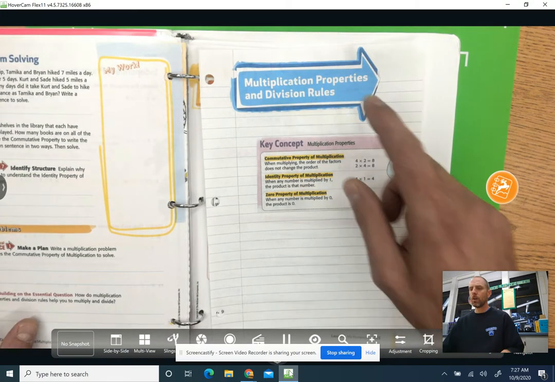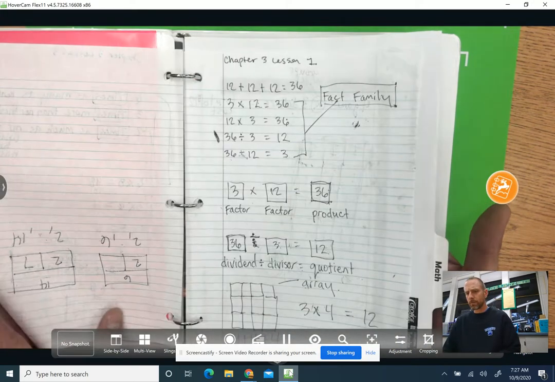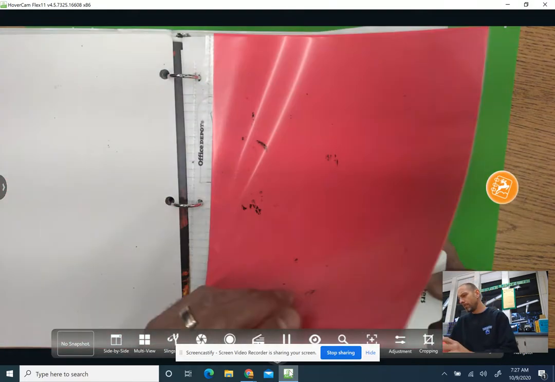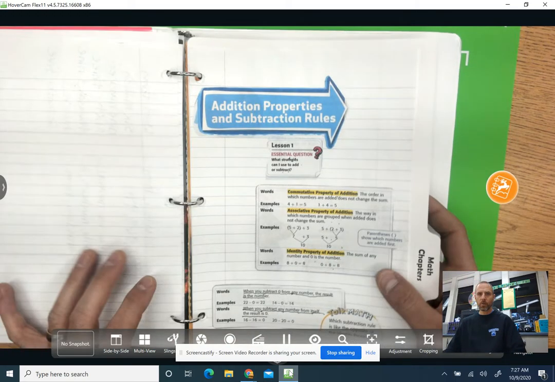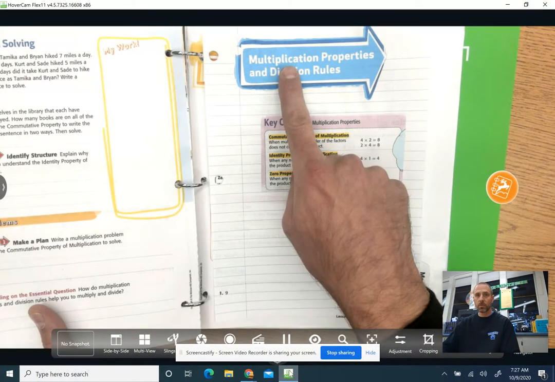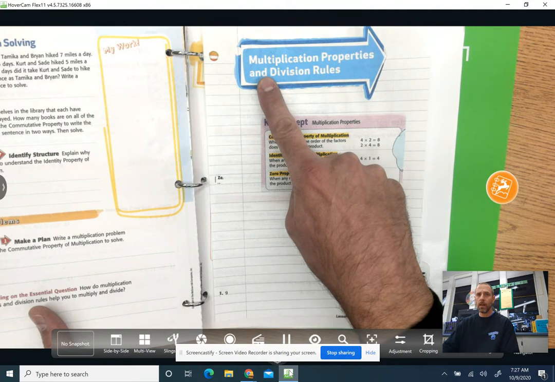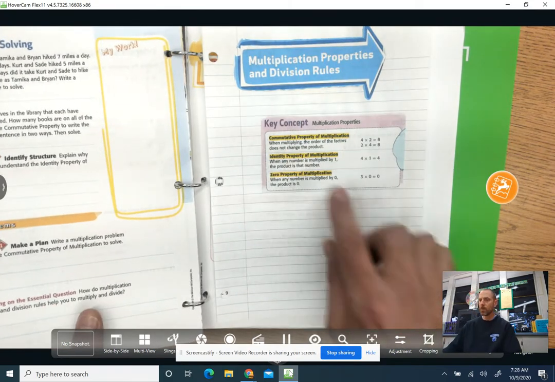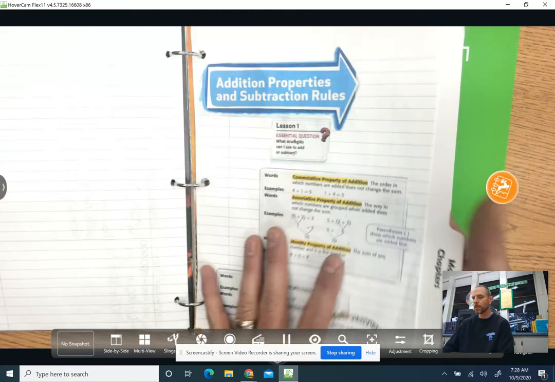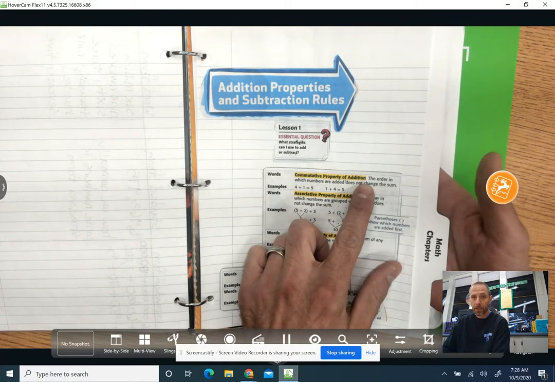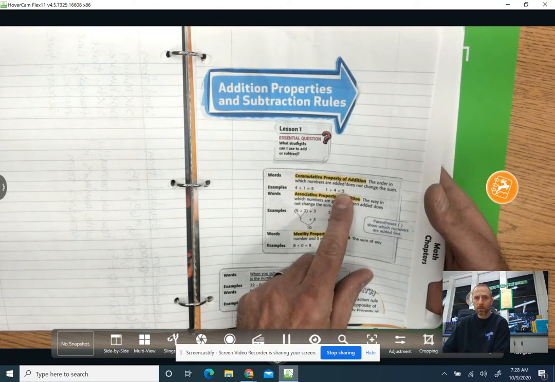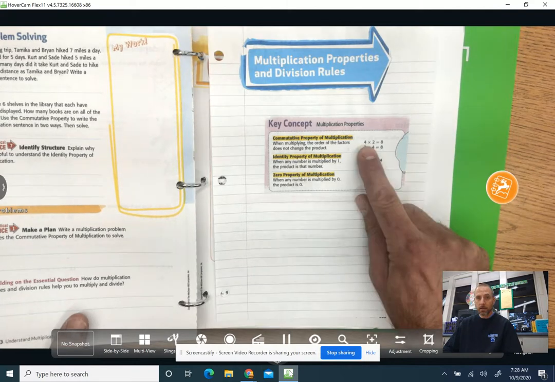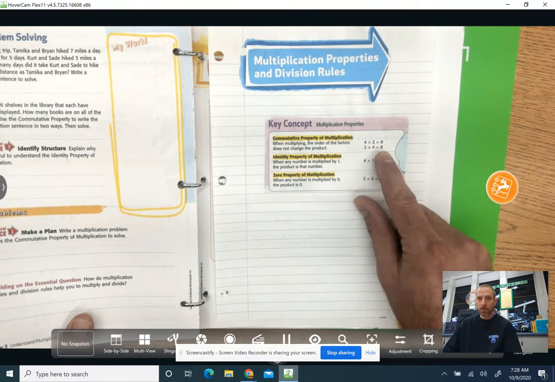Right? If you look back at your notes pages from pretty early on, kiddos, we made a tool for addition properties and subtraction rules, right? And so here it's multiplication properties and division rules. So let's see, we got the commutative property of multiplication, and the commutative property of addition, right? Order doesn't matter. Looking at the pattern of those number sentences, 4 plus 1 equals 5, 1 plus 4 equals 5. In this case, 4 times 2 equals 8, and so does 2 times 4.